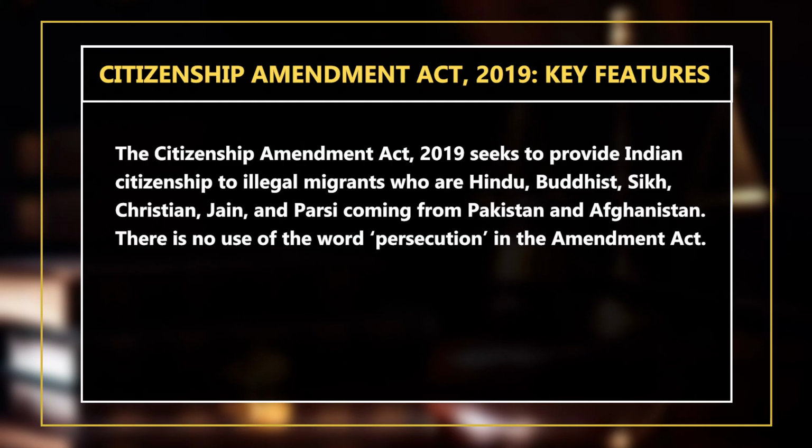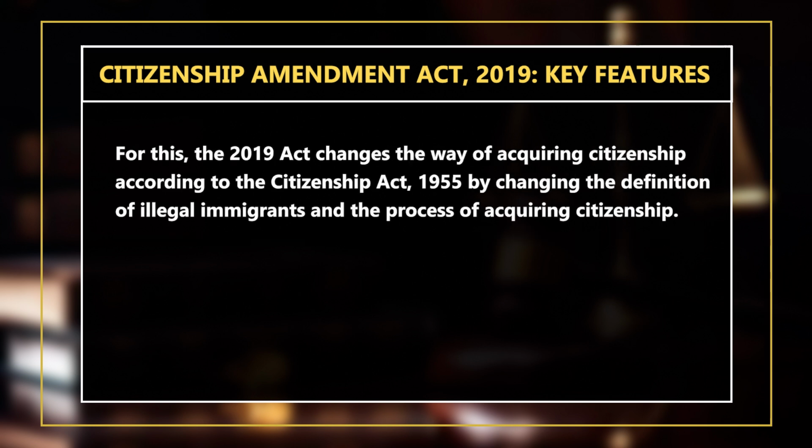Now discussing the Citizenship Amendment Act of 2019, its key features. The Citizenship Amendment Act of 2019 seeks to provide Indian citizenship to illegal migrants who are Hindu, Buddhist, Sikh, Christian, Jain and Parsi and coming from Pakistan and Afghanistan. There is no use of the word persecution in the Amendment Act. For this, the 2019 Act changes the way of acquiring citizenship according to the Citizenship Act 1955 by changing the definition of illegal immigrants and the process of acquiring citizenship.